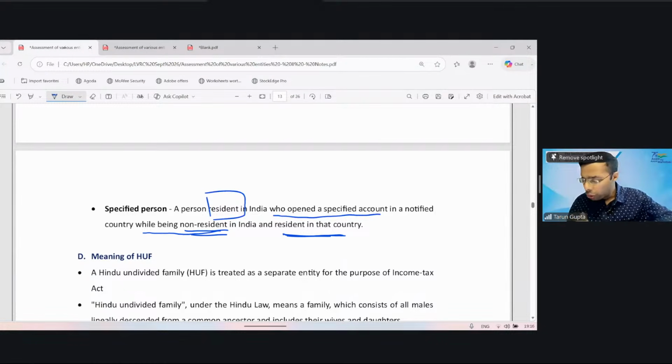Clear? So we discussed cooperative societies. We discussed individuals. We discussed the tax rate which is applicable to individual, HUF, AOP, BOI, artificial juridical person. Then we discussed the rebate, the benefit in section 89A, which is available only to the resident individual. Okay, you understood?